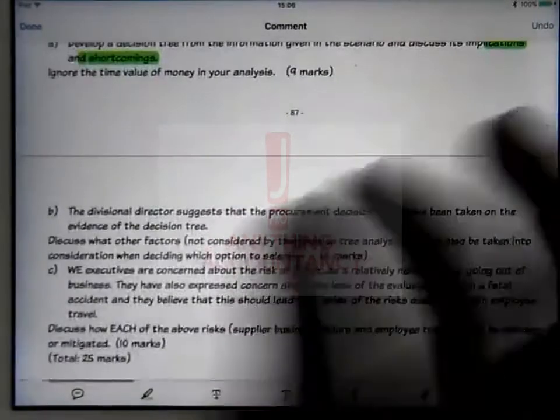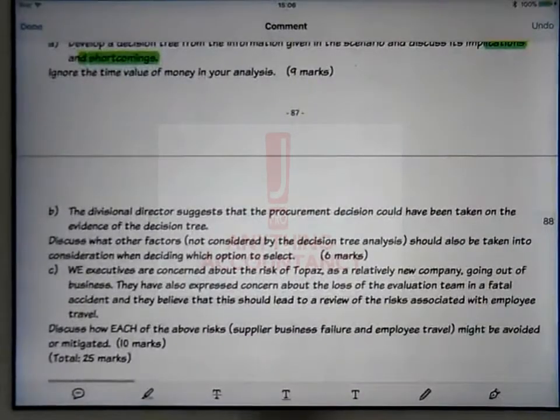Okay. Next one. The divisional director suggests that the procurement decision could have been taken on the evidence of the decision tree. Discuss what other factors not considered by the decision tree should be taken into consideration when deciding the option to select. 6 marks. I think 1 page will be enough. Factors to consider. Finish. Got it?